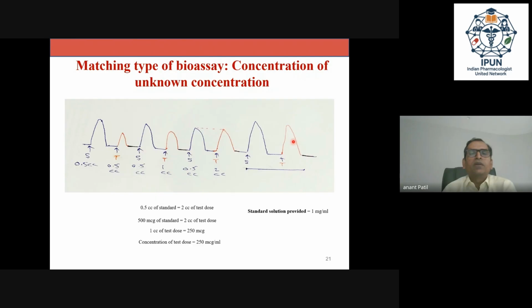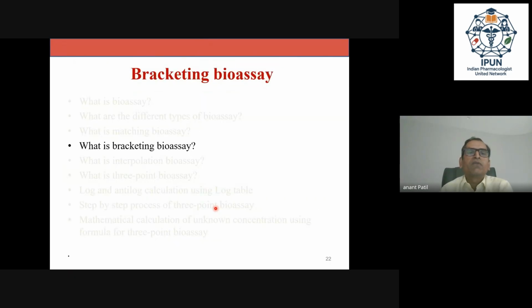So it is a simple mathematical calculation. You match the contractions of the standard with the test solution and keep doing this until the contraction becomes equal. You know the concentration of the known, and you calculate the concentration of the unknown using simple mathematics. This is one of the simplest and easiest methods, but it has a lot of variabilities, and that's why we go to the next bioassay, which is called the bracketing type of bioassay.